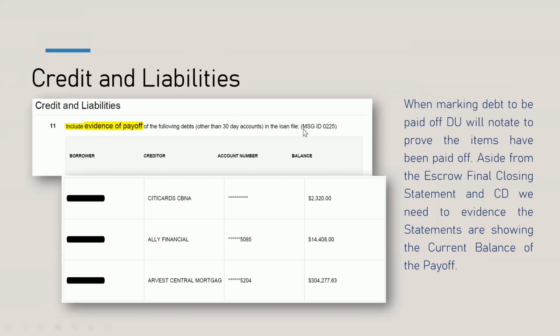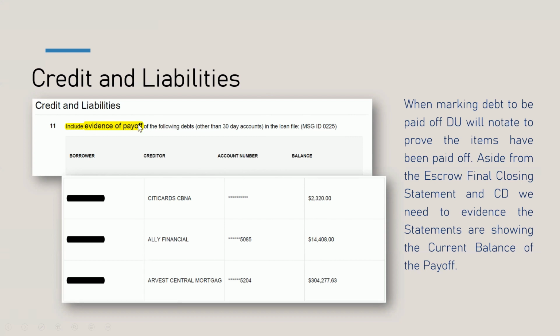Credit and liabilities: when marking debt to be paid off, you want to notate that we need to prove these items have either been paid off through the transaction or outside of escrow. If they're large amounts, like this Ally account at 14,000 that they paid outside of escrow, you're going to need to source those funds. Any large amounts definitely need to be sourced. So even if they paid it outside of escrow and you submitted your transaction with these credits on there, you always are going to have to source those.